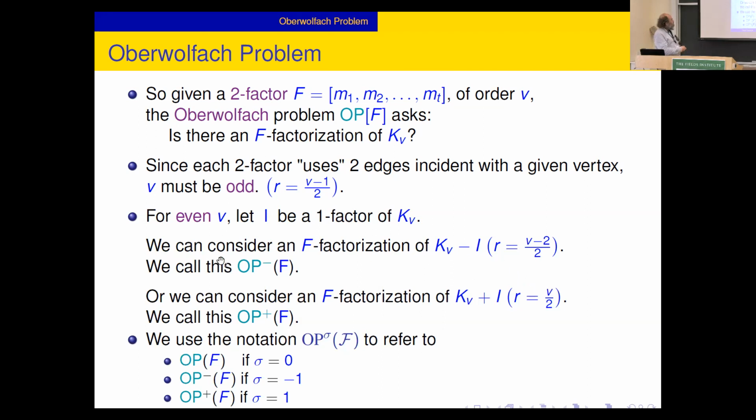So I'm going to denote these 2 problems by OP minus if we take away a 1-factor, and OP plus if we add a 1-factor. Minus, take away; plus, add. And then we have this general notation where we talk about OP sigma. Sigma is 0, 1, or -1, depending on whether we don't do anything with 1-factors, we add 1 or subtract 1, though not in that order.